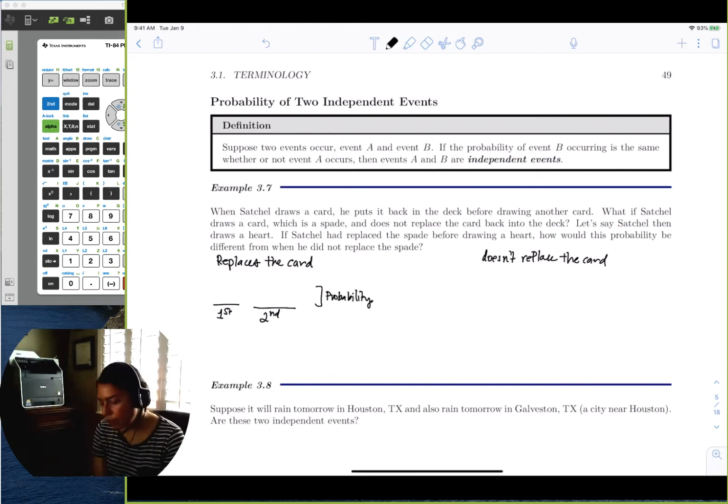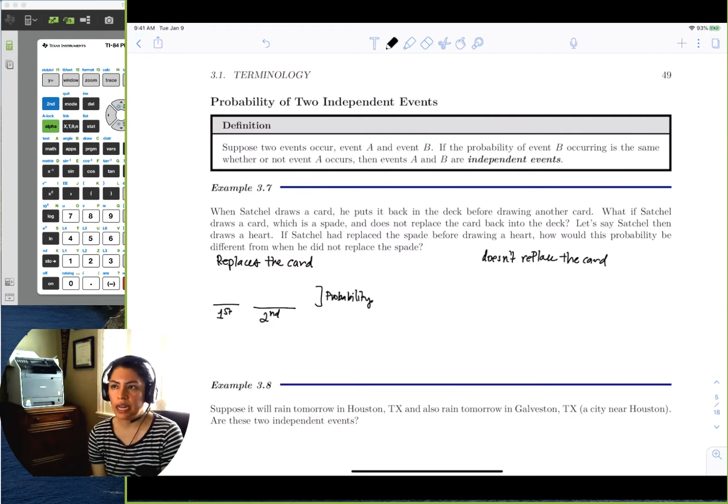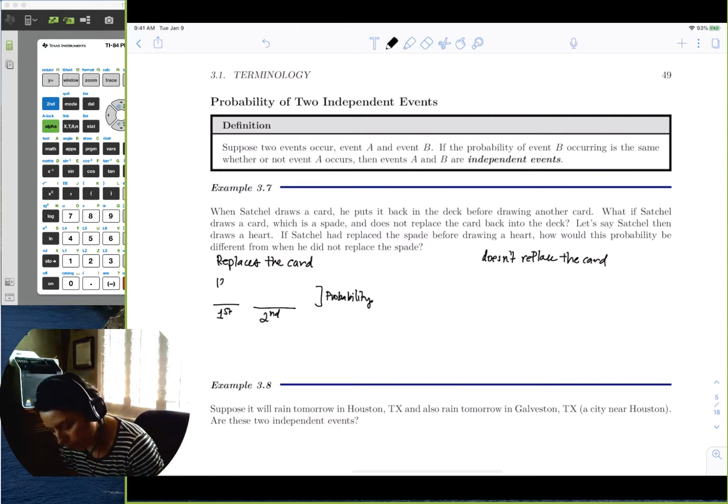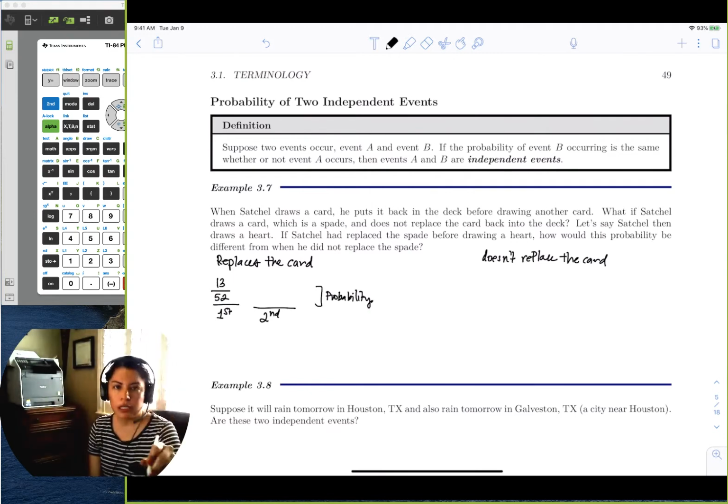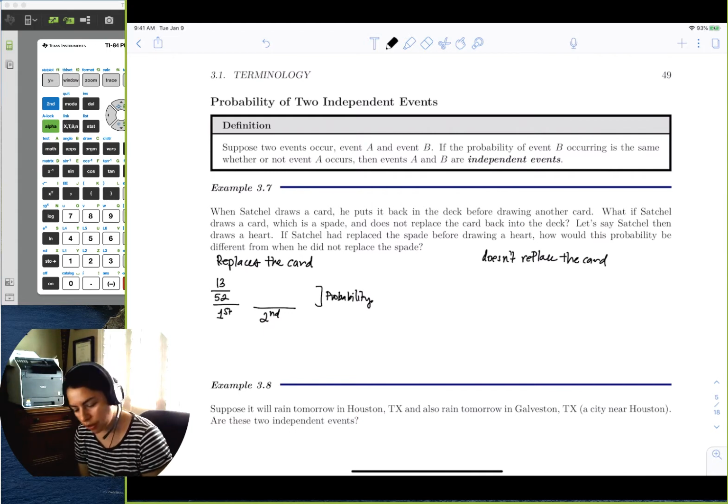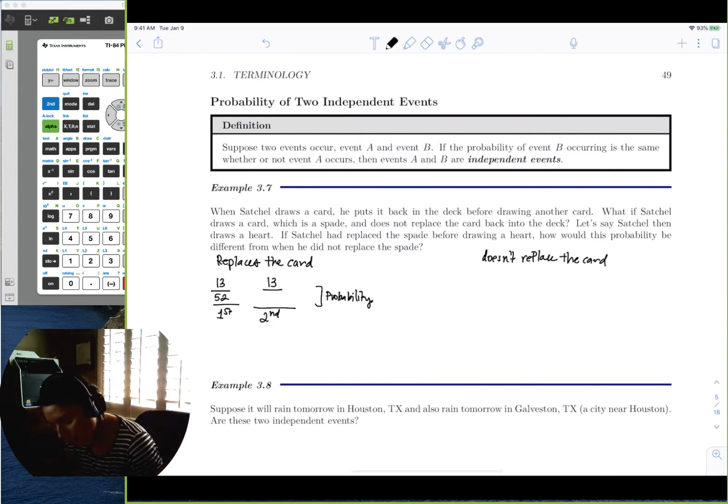So the probability of drawing the spade on that first draw was 13 out of 52, right? Because we know there are 13 spades out of 52. He puts that spade back and now pulls another one, which would be a heart. Well, how many hearts are there? 13. And how many cards are left? 52, because he replaced the card.